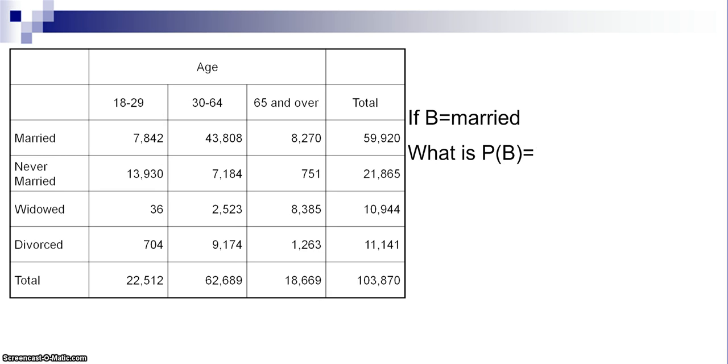Alright, what is the probability that you are married? So let's take a look at the married row. We have 59,920 married people out of the total polled, so there's your fraction. So typing that in your calculator, that will give you the decimal, 0.5769.